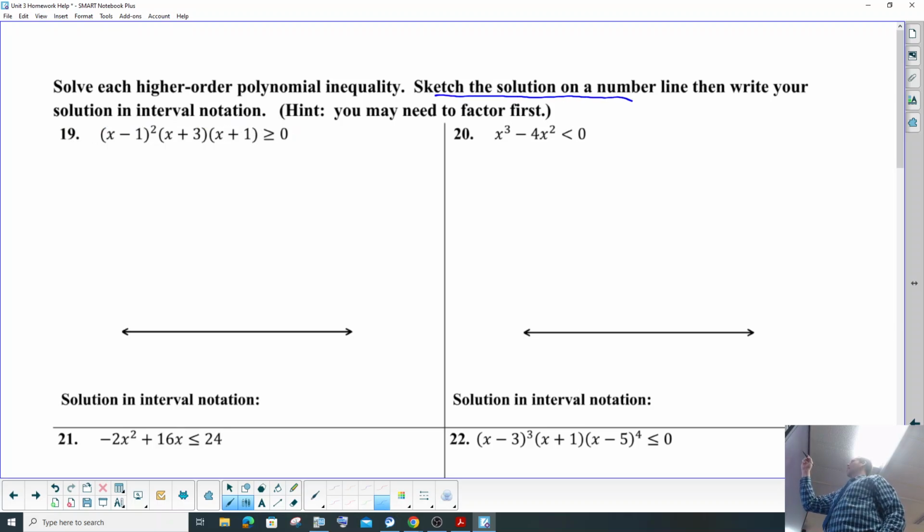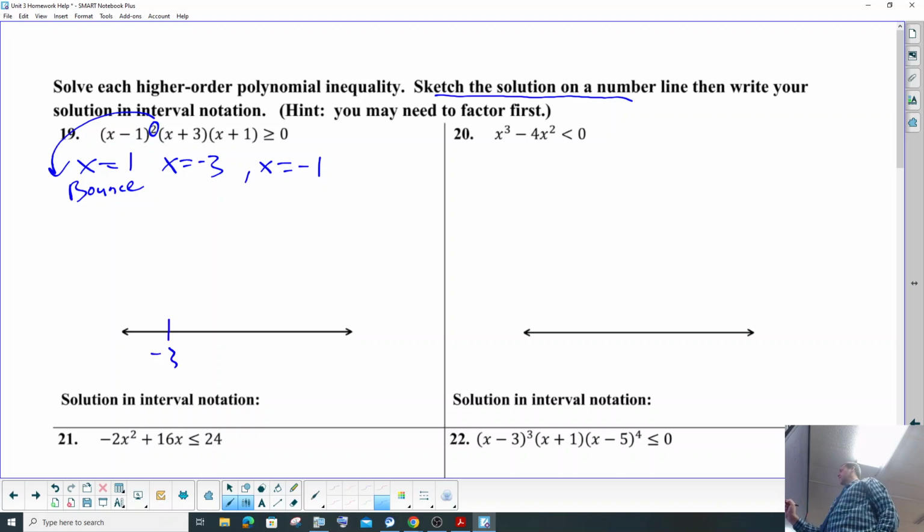Okay, so we have x equals 1, which means we're going to bounce because of the 2. And then we have x equals negative 3 and negative 1. So we have a negative 3, we have a negative 1, we got our y-axis at 0, and then we have a positive 1. At positive 1 we're going to bounce, and at negative 1 and negative 3 we're going to cross through.